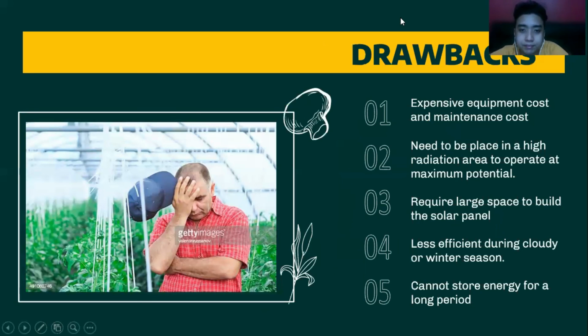Next are the drawbacks of the greenhouse. First is the expensive equipment and maintenance costs. Second, it needs to be placed in a high radiation area to operate at maximum potential. Third, it needs a large space to build the solar panels. Then it is less efficient during the cloudy or winter season. And lastly, it cannot store energy for a long period.